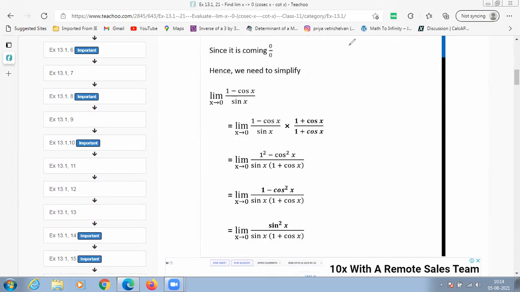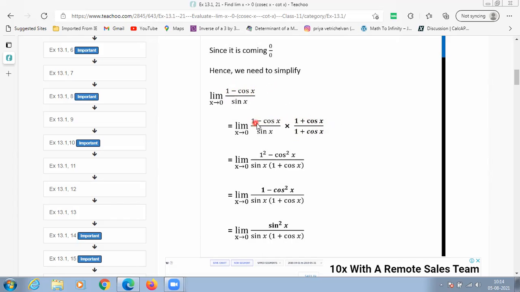Have you ever heard about componendo and dividendo? Ma'am, it's something about switching. That's all I know. Exactly. Here, you are multiplying and dividing by 1 plus cos x, because here you do have 1 minus cos x. So now I'm multiplying and dividing by 1 plus cos x.